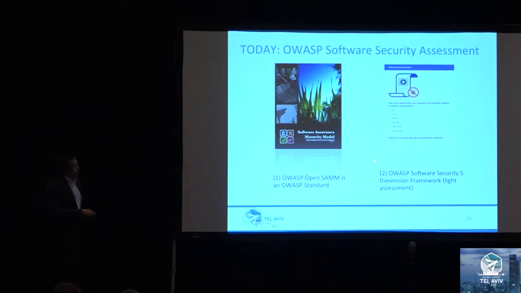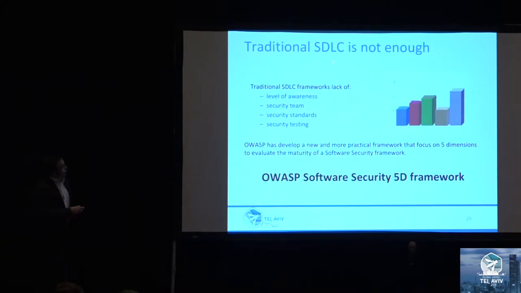The new project is this one, the OWASP Software Security 5 Dimension, which is basically a light assessment that allows you to understand immediately what dimensions you are not covering today. Why the five dimensions? Because we see that all the SDLC frameworks lack awareness, security team, standards, and testing. So we developed this new project to focus on these important elements.